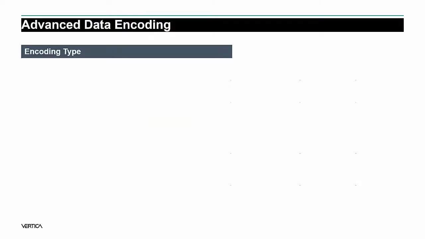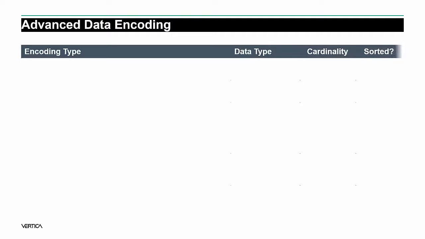Vertica significantly reduces its storage footprint by encoding and compressing data, and returning query results from that encoded data. Vertica supports a number of encoding algorithms. The one chosen for each column in a projection is dependent on the type of data in the column, its cardinality, and whether the data is sorted in the column. This table shows a representative sample of the encoding algorithms in use.